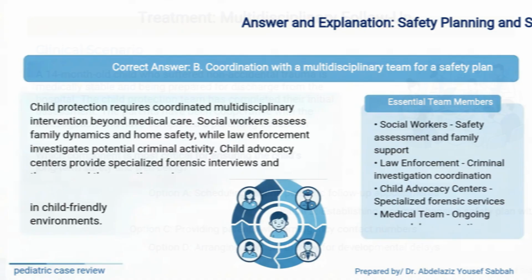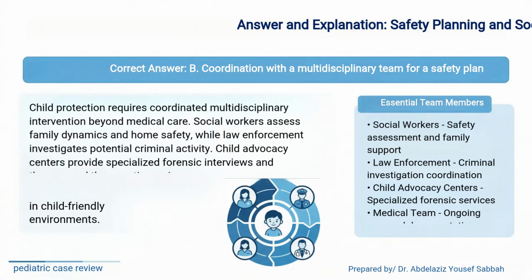The correct answer is Option B. Coordination with a multidisciplinary team to establish a comprehensive safety plan. Child protection requires a coordinated multidisciplinary intervention that extends well beyond the medical encounter. Four essential team members must be involved in every case of confirmed or suspected non-accidental trauma. Social workers assess family dynamics and home safety and provide ongoing family support services. Law enforcement coordinates the criminal investigation in parallel with the medical and social work processes.